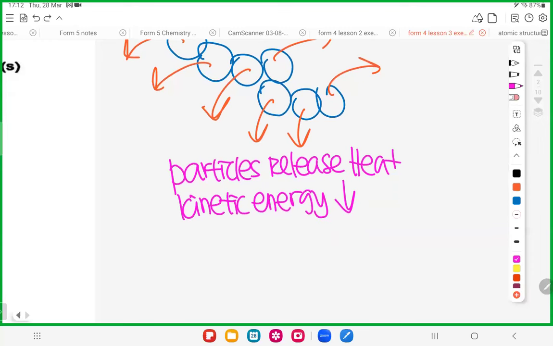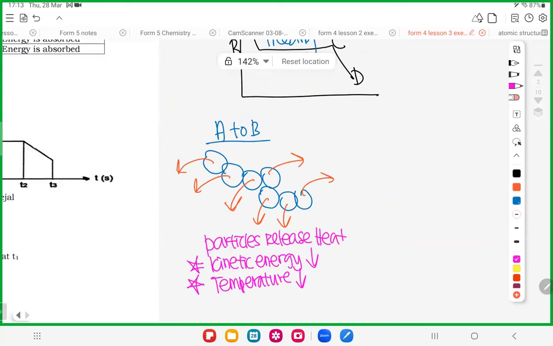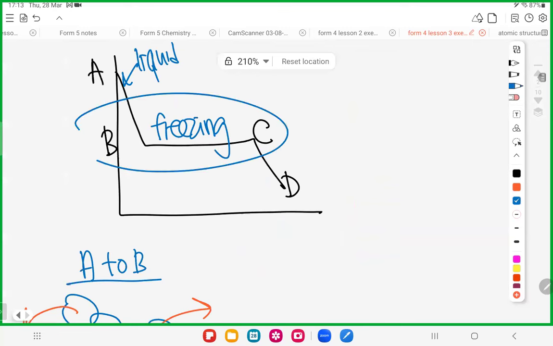When kinetic energy decreases, temperature will decrease as well. Because I told you all many times, kinetic energy and temperature, these two are twins. They do the same thing. Whatever kinetic energy does, temperature will follow and do the same thing. I hope you all still remember this. But what is more important is here, B to C.